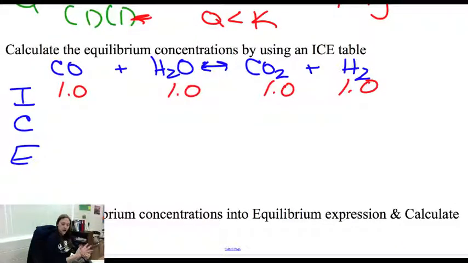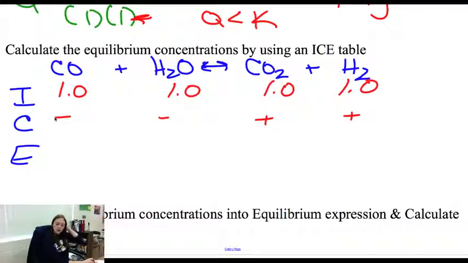C stands for change. We're going to figure out how much this is going to shift by. Well, we don't know. They don't tell you. I just know that's going to go right. Well, if it goes right, that means that these numbers here on the product side are going to get bigger, so they're going to be positive. These numbers here on the left are going to get smaller, so it's going to be negative.